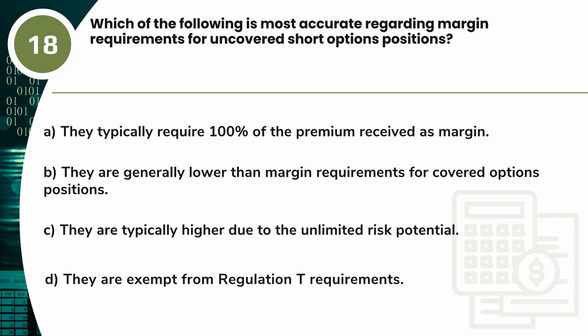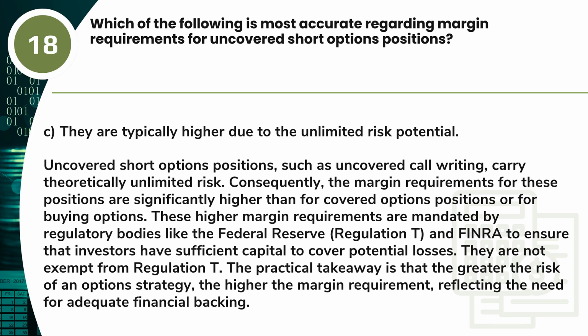Question 18. Which of the following is most accurate regarding margin requirements for uncovered short options positions? A. They typically require 100% of the premium received as margin. B. They are generally lower than margin requirements for covered options positions. C. They are typically higher due to the unlimited risk potential. D. They are exempt from Regulation T requirements. Answer C. They are typically higher due to the unlimited risk potential.